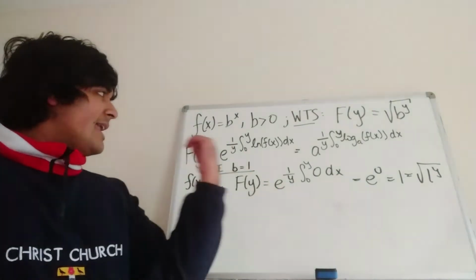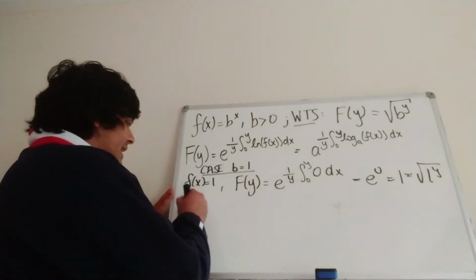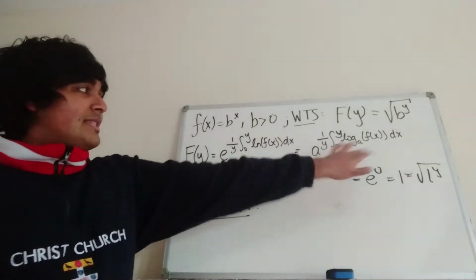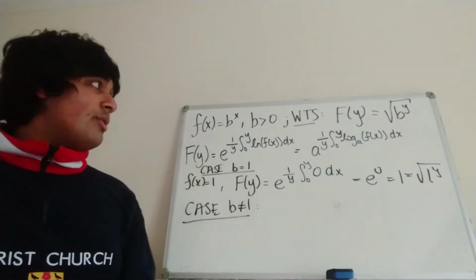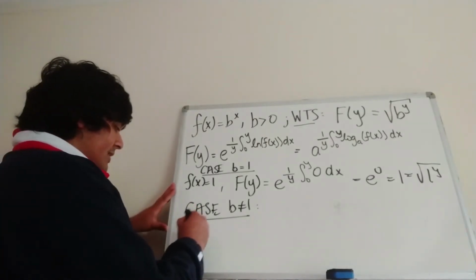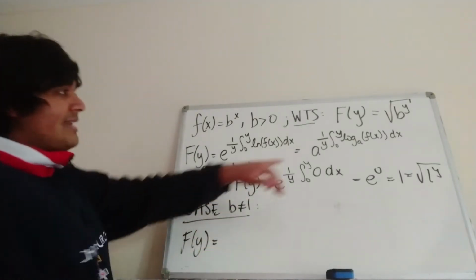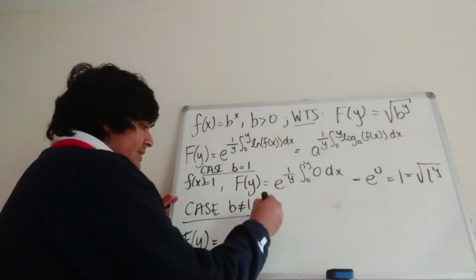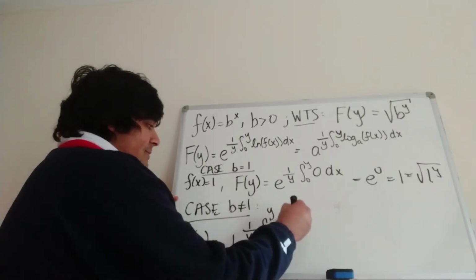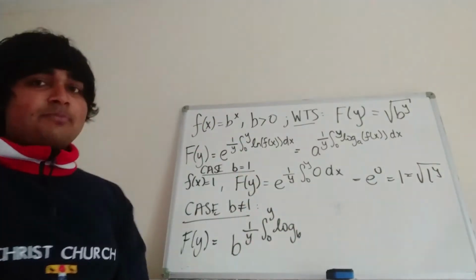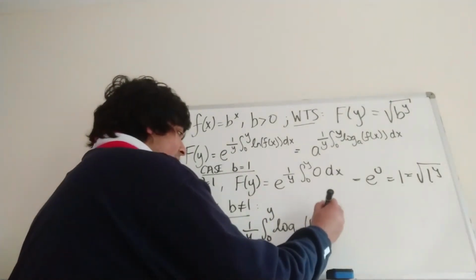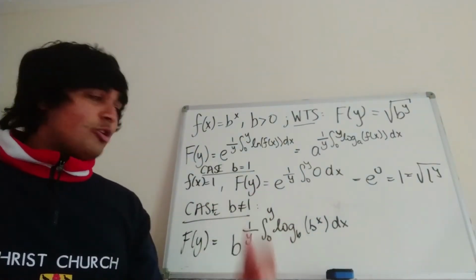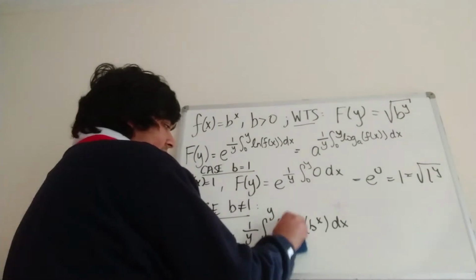It's kind of straightforward. Now let's look at case 2, the case when b does not equal 1. Now we can use the earlier formula, because b is positive and not equal to 1. So capital F of y is equal to, using b instead of a, b to the power of 1 over y times the integral from 0 to y of log base b of f of x, but f of x is just b to the power of x, so log base b of b to the power of x dx. We can drop the x outside in front of the logarithm, and the log base b of b just cancels, so I've got just x.